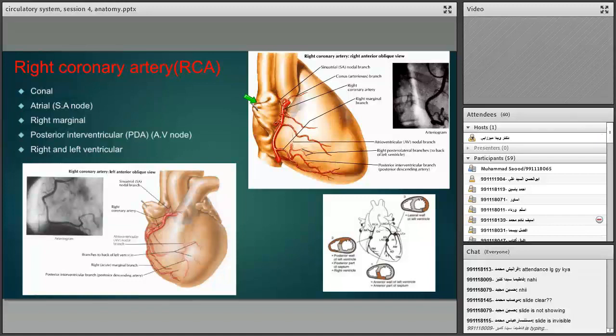Everybody, can you see the slides? For some who cannot see the slides, please exit the class and then come back.